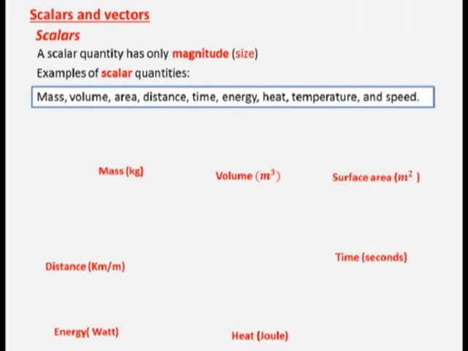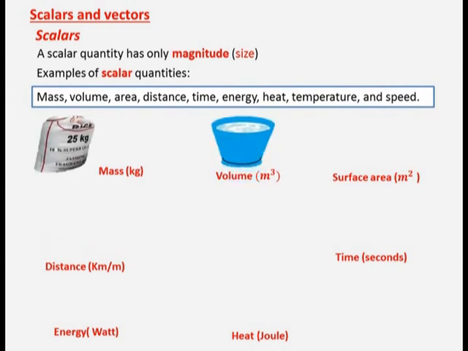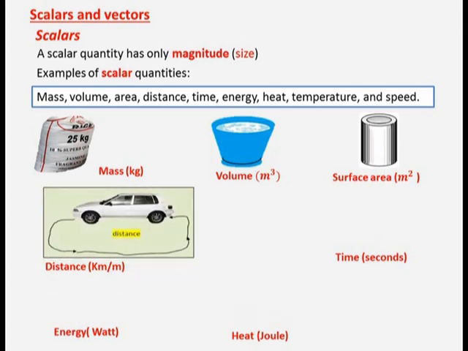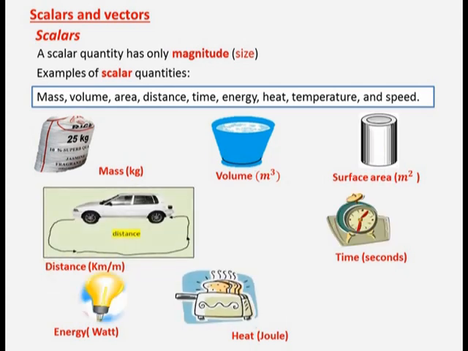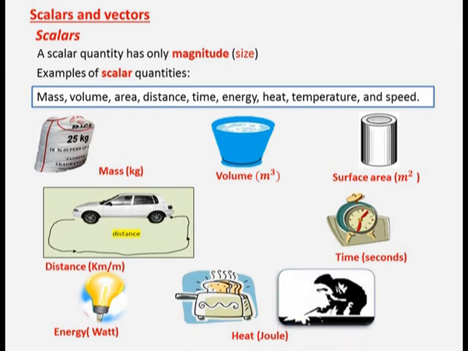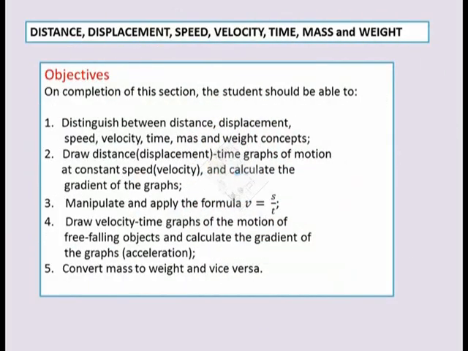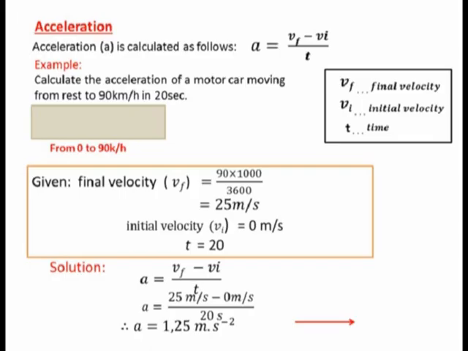Scalars. A scalar quantity only has magnitude, that means size. Examples of scalar quantities: we have mass, volume, area, distance, heat, temperature, and speed. Distance, displacement, speed, velocity, time.